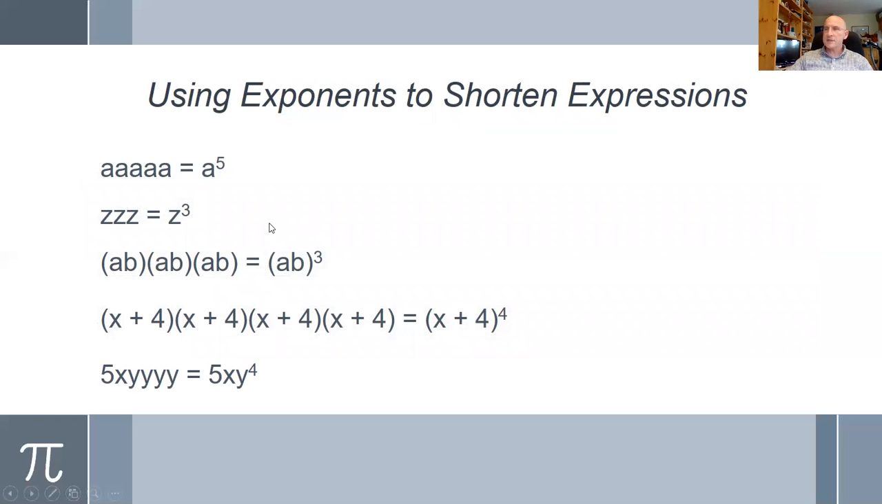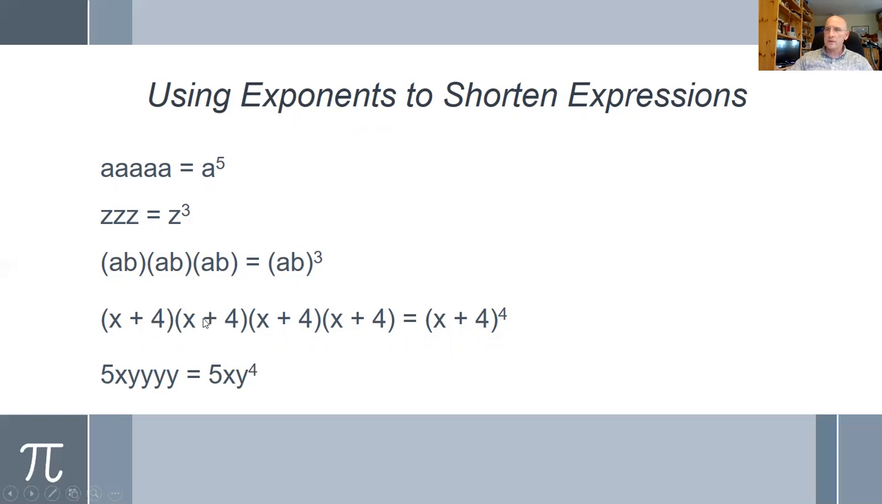Now I want to talk about using exponents to shorten expressions. This is one of the cool things that we can do with exponents. If we have five A's written in a row, A times A times A times A times A, we'd write that as A to the 5th. If we have 3 Z's multiplied together, it'd be Z cubed or Z to the 3rd. AB times AB times AB would be the same as AB in parentheses cubed.